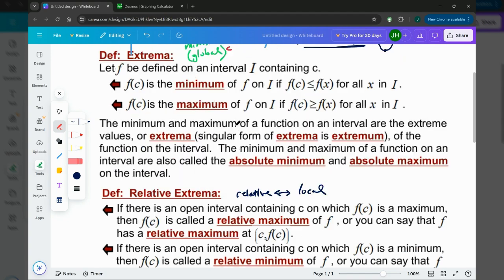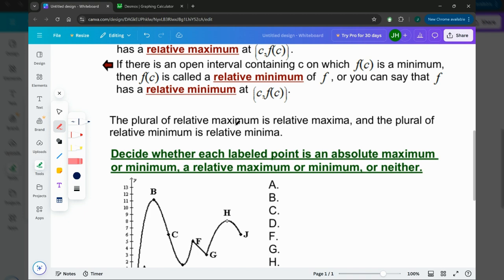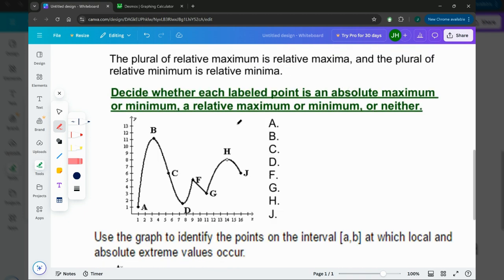Now, as we move down the page here, let's try a couple problems in identifying maximums and minimums. I want you guys to think about, and you can even pause the video to see if you could answer all of these. I want you to decide whether each point is an absolute maximum or absolute minimum, a relative maximum or a relative minimum, or maybe it's neither one.